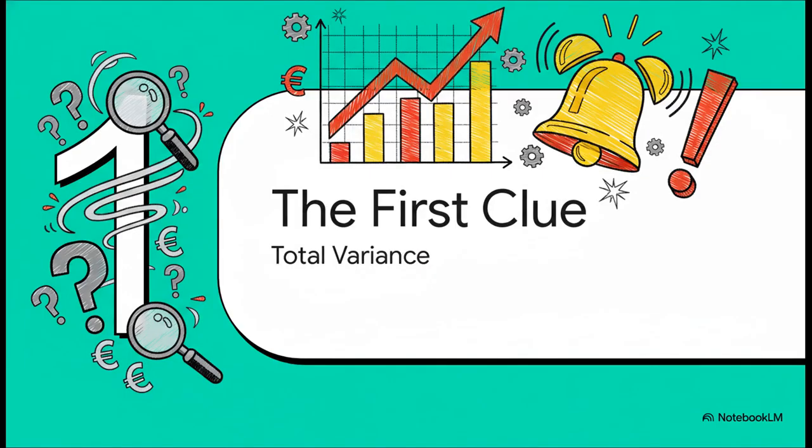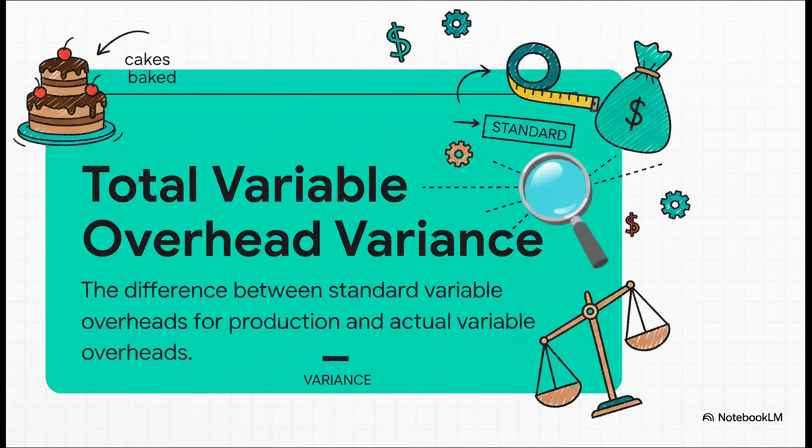All right, every good investigation starts with the first big clue, right? For us, that's the total variable overhead variance. This is the big, flashing red light. It's the number that tells us, hey, something's not right here. It's the alarm bell that kicks this whole process off. So what does that actually mean in plain English? It's pretty simple, really. It's just the gap between what we planned to spend on overheads for the stuff we made and what we actually ended up spending. It's the plan versus reality, plain and simple.